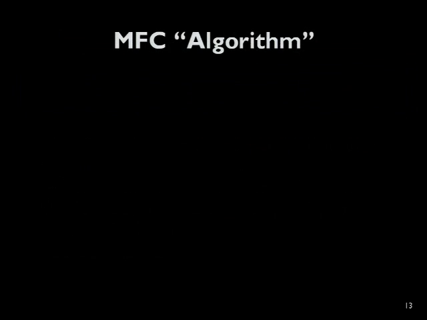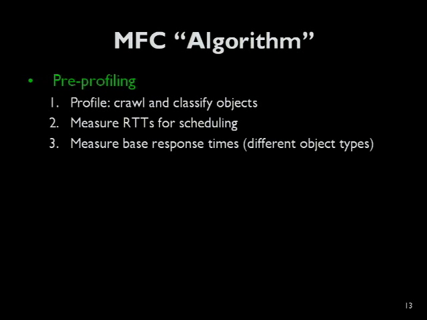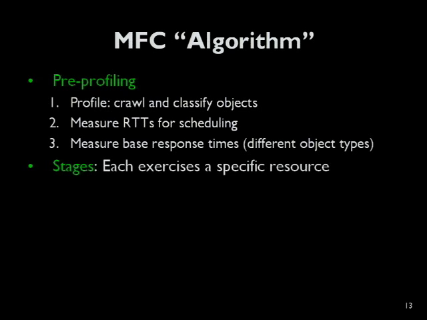That's the simple mini flash crowd approach. So basically, in the pre-profiling stage, before the measurement starts, the coordinator, like I said, crawls the target and classifies objects into these different kinds, measures RTTs between itself and the clients and the target to do the scheduling, and then also measures the base response time for different object types to understand when the response time has increased.